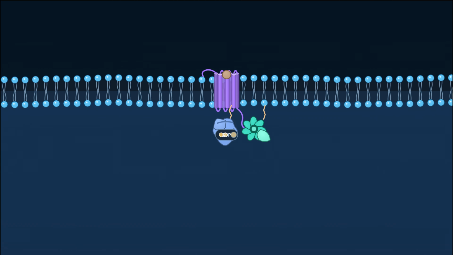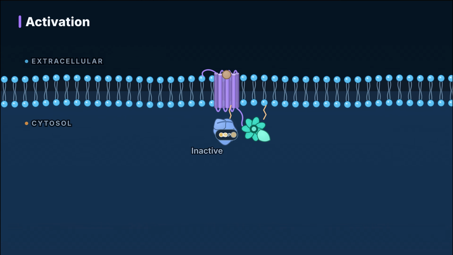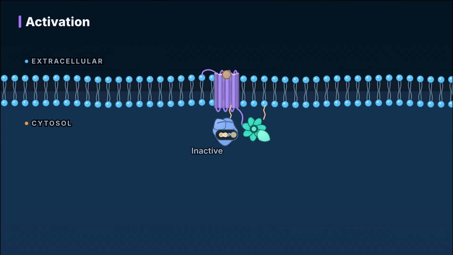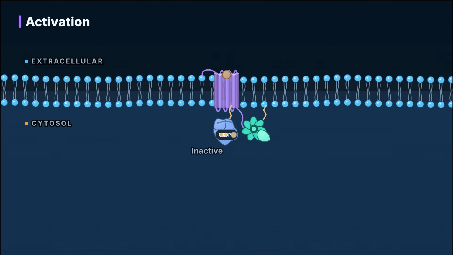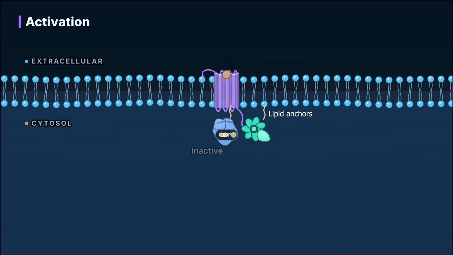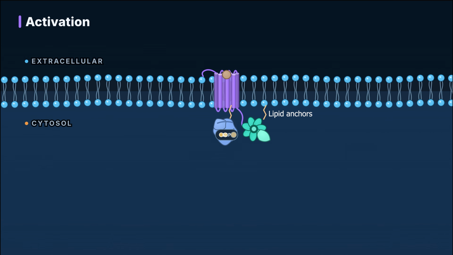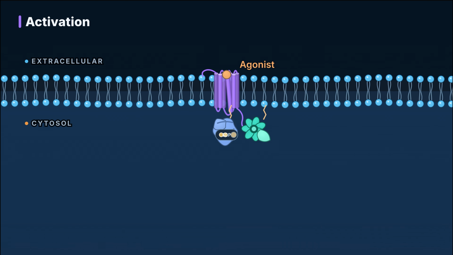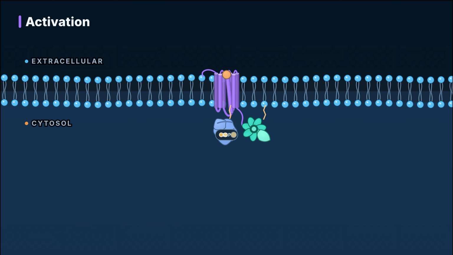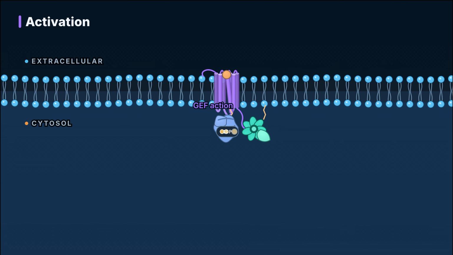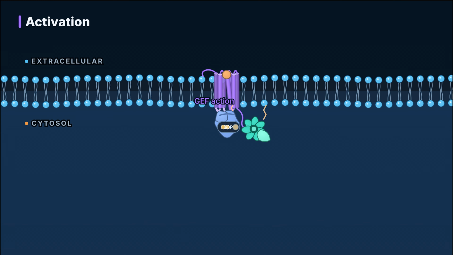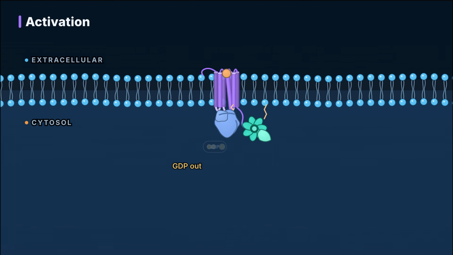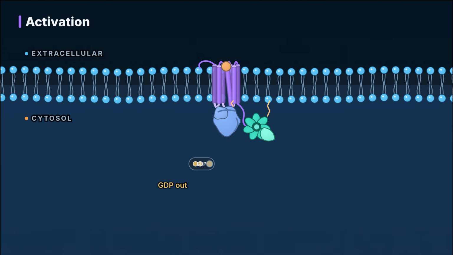In the resting state, GDP is bound to the alpha subunit. The resting heterotrimer sits near the inner membrane surface, commonly held there by lipid anchors. When an agonist binds, the receptor changes conformation. The activated receptor then acts as a guanine nucleotide exchange factor, or GEF. It promotes the release of GDP from G-alpha.